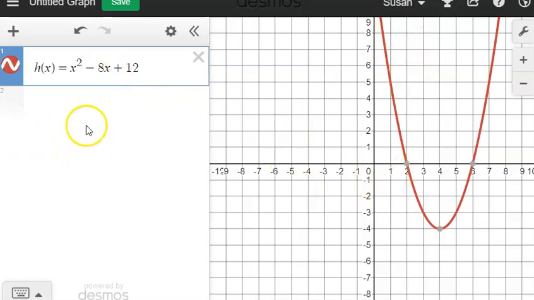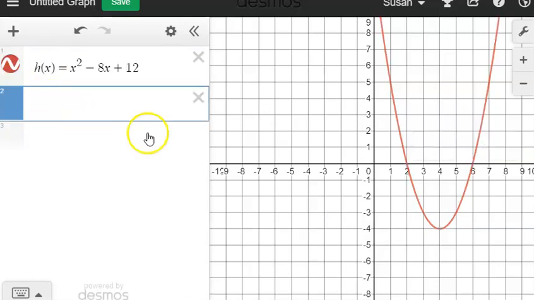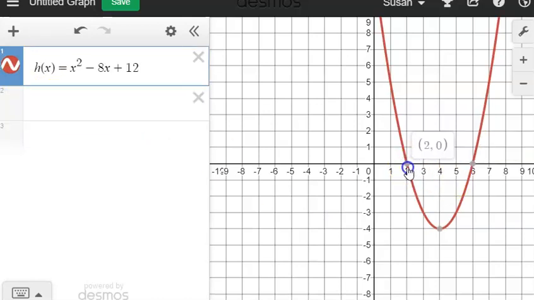Well, if we're going to write an equation for h of x in factored form, what we really need to know are our zeros. So those are your x-intercepts. So if you highlight those, then you can create an equation. I'm just going to do that again. That was 2 and that was 6. So what I need to do is use a factor of x minus 2 and another factor of x minus 6 to get those zeros in the graph.